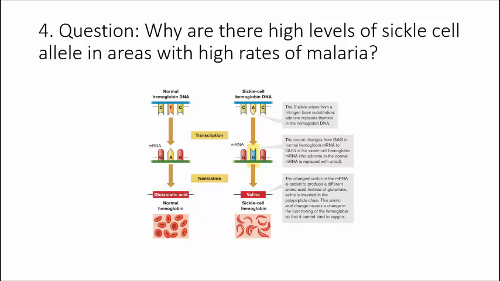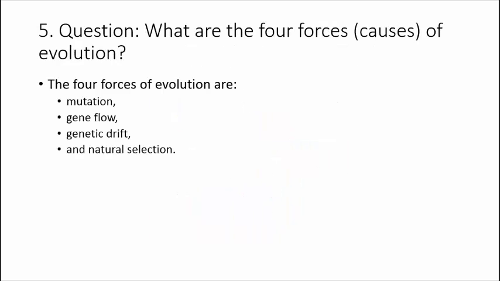Question: what are the four forces or causes of evolution? The four forces of evolution are mutation, gene flow, genetic drift, and natural selection. Mutation is a random heritable change in a gene or chromosome, resulting from additions, deletions, or substitutions of nitrogen bases in the DNA sequence. Mutations may create advantageous, deleterious, or neutral traits for the organism.